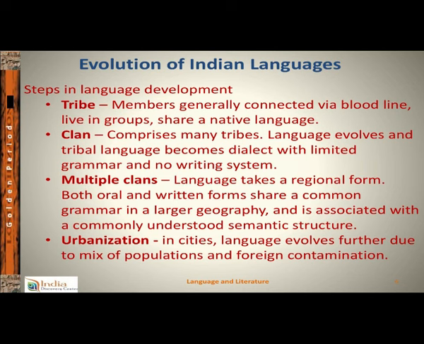Now, when multiple clans start living together in a larger geography, they have to have some commonly understood semantic structures. So that's how a language evolves from tribal to clan to multiple clans to urbanization, which is in cities. The language evolves further to the mixed population because multiple clans have started living together in a city, and there is foreign contamination because there is trading activity, people come from outside, they need to bring new words, new ideas. So how do we integrate them into the common language structure?